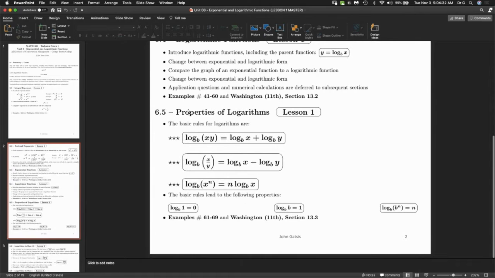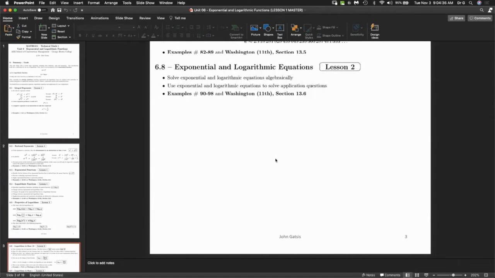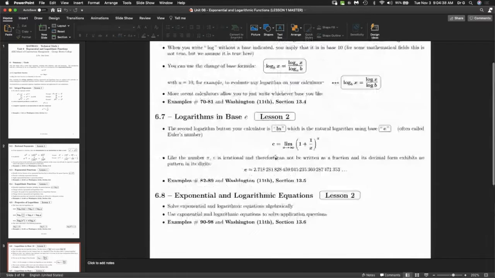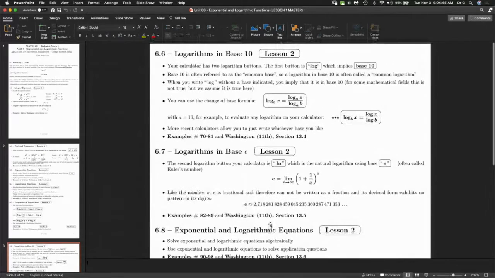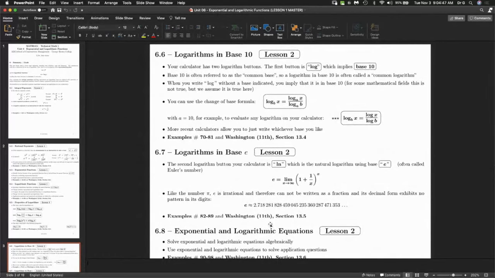So basically, we want to get to question 69. And then after that, there's more continuation. You'll see that we talk about applications of logarithms and solving exponential and logarithmic equations. So this application stuff we're going to do next time. So that's why I say today's class is extremely mechanical.